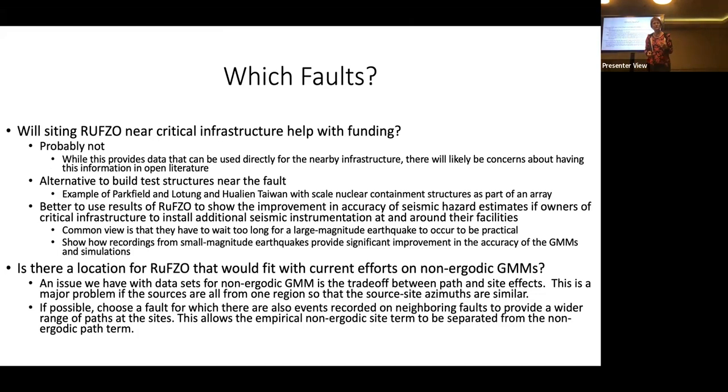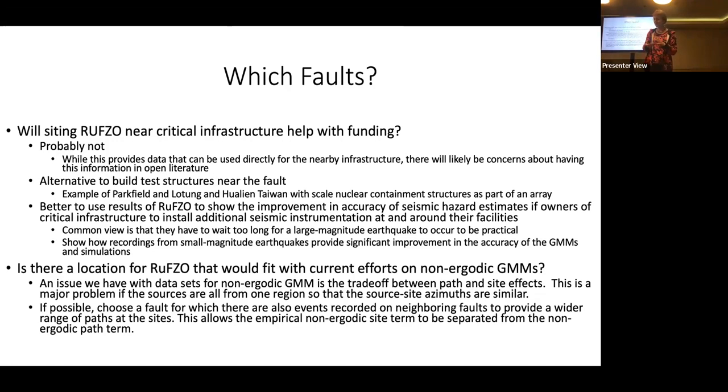And then another question that I asked Norm is whether there is a particular location for RuFZO that would fit with current efforts that are ongoing. Norm is doing a lot of work leading on developing non-ergodic ground motion models in the state of California. And he points out that one of the big issues in developing those models is this trade-off between path and site effects. You need to get sources distributed enough so that you're sampling multiple azimuths. If you've just got all the sources in one place, then you end up with a non-uniqueness problem in separating the path and the site effects.